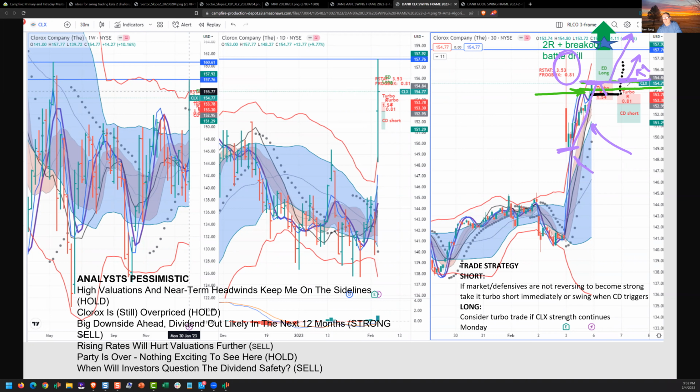This thing could go. It's left behind the last six or eight months of price, and off it goes. So I'm not going to consider the turbo trade. I'm going to decide today: when do I go long? And consider, if CLF's strength continues, how are you going to measure that strength?